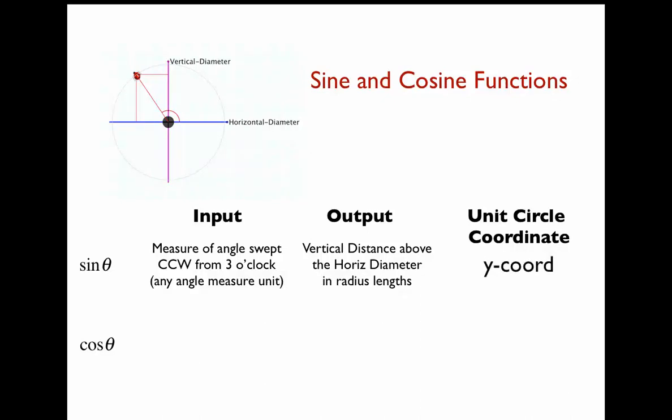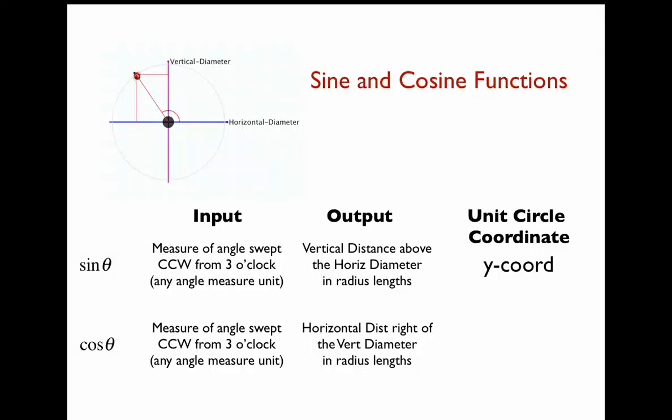Okay, input for cosine. Exactly the same as sine. Got to have all the details. Measure of the angle, swept counterclockwise from 3 o'clock. Cosine now. What is cosine? Oops, I actually clicked it. So that's the horizontal distance right of the vertical diameter. That's going this way, right? And that's the x-coordinate. So this will be the first half of your quiz next week, and everyone's going to get 100.